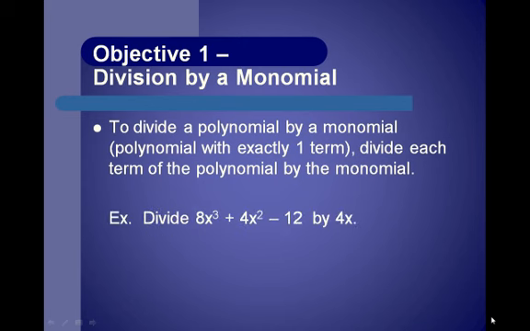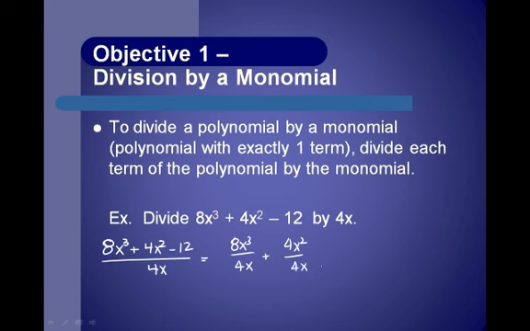For example, to divide 8x to the third plus 4x squared minus 12 by 4x, we probably want to write it as a fraction. Then we're going to divide each term in the polynomial by 4x. So that gives us 8x to the third over 4x plus 4x squared over 4x minus 12 over 4x. And then we're going to simplify each of those three pieces.